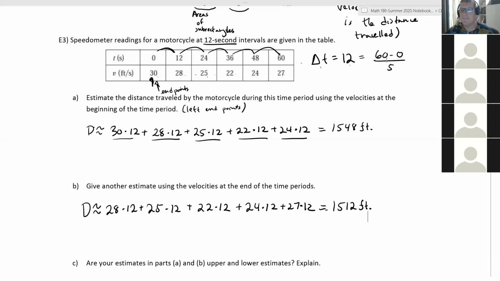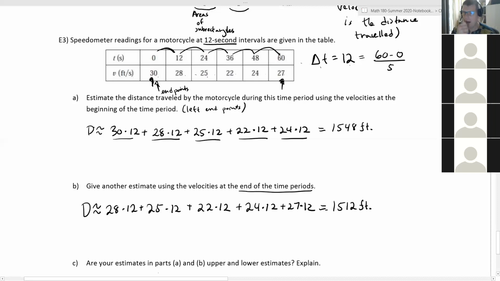What do you mean, Misha? Misha said we purposely didn't include 27 times 12 for the beginning of the time period, right? Well, it turns out it's not the beginning of the time period. It's actually the end of a time period. So hence you would not be using 27. Just like we would not use the 30 for the ones at the end of the time periods, because the 30 is at the beginning.